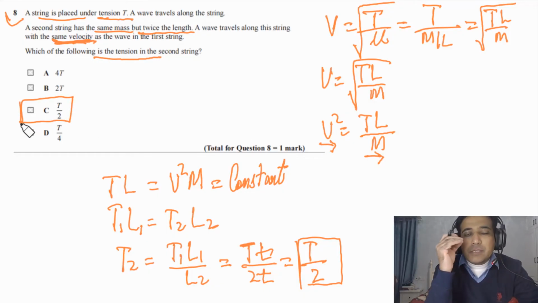So this is a systematic way you can answer. I use this approach because this technique is very helpful. A lot of tricky questions in physics you can answer with this technique.